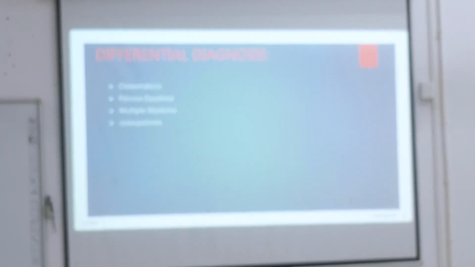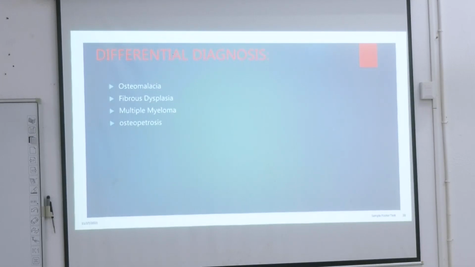So, what are the differential diagnoses? Fibrous dysplasia, osteomalacia, multiple myeloma and osteoporosis. All the differential diagnoses are related to disordered bone formation, increased bone destruction or increased fibrous disorganization. So the closest differentials are osteomalacia, fibrous dysplasia, multiple myeloma and osteoporosis.